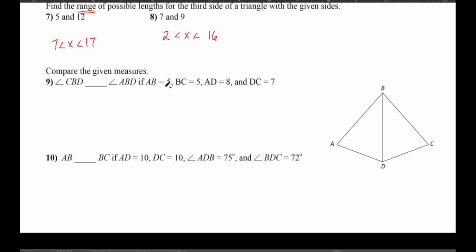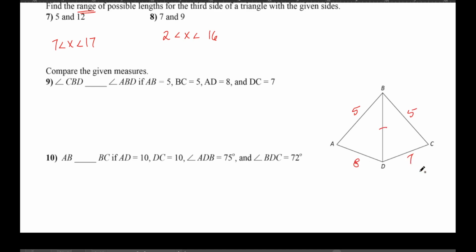Let's look at it. Let's mark the stuff in there. AB is 5. So that's 5. BC is 5. AD is 8. And DC is 7. So here's what we have. We have 2 triangles. And that's equal to that. I got a side, and a side. 2 of the sides are equal, right? 5 in this one, 5 in this one. But the other 2 sides are unequal.